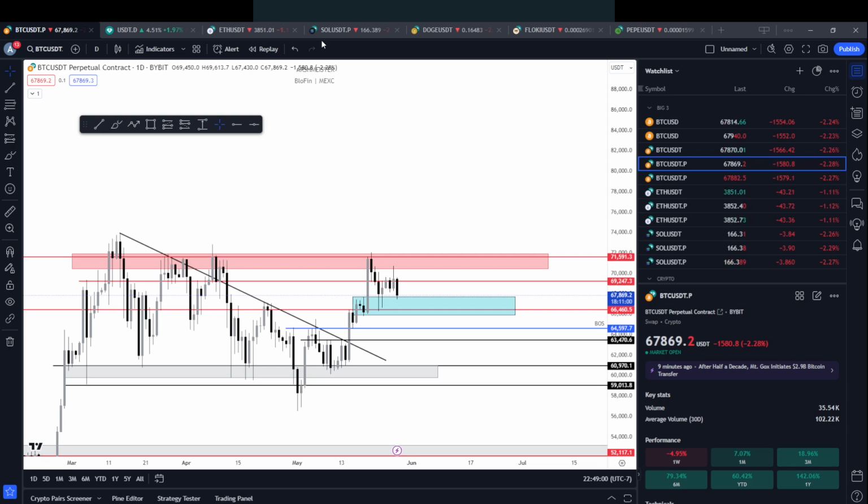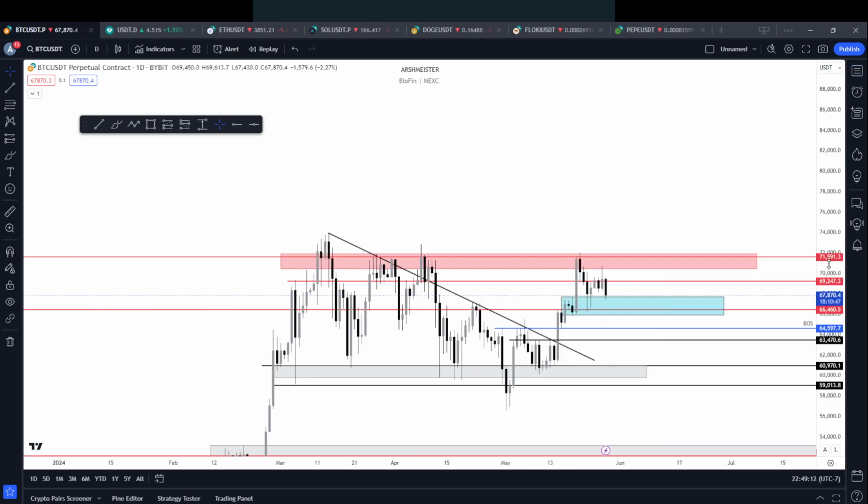Then we'll take a look at dominance and see how that plays into all of this. But basically, my thoughts going into the next few weeks. So let's just jump into it. First things first, we'll take a look at Bitcoin here.